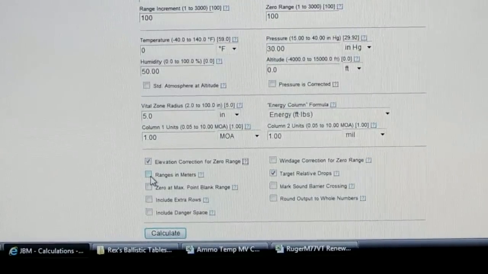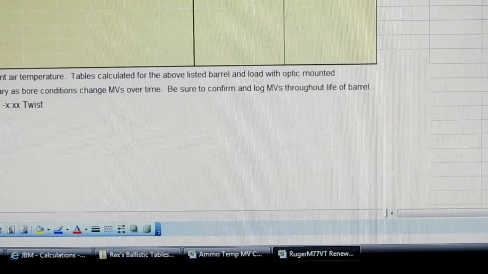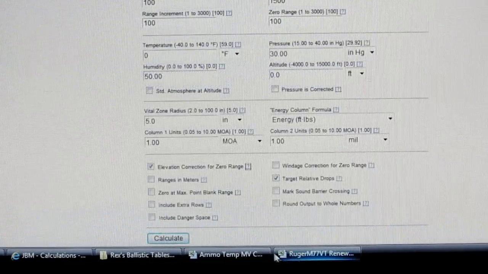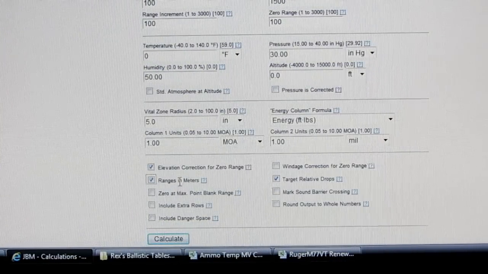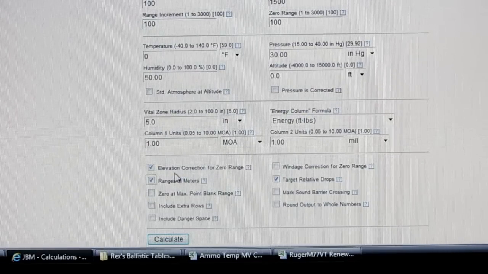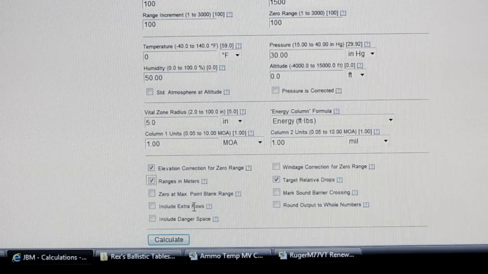Next one is range in meters. Do we want to range in meters? Well, our template that we're using, I selected meters on that. So we're going to go ahead and use range in meters. If you're using yards, you're just going to leave that unchecked. So that's dependent on whether you're using yards or meters. I'm using meters, so I'm checking it.